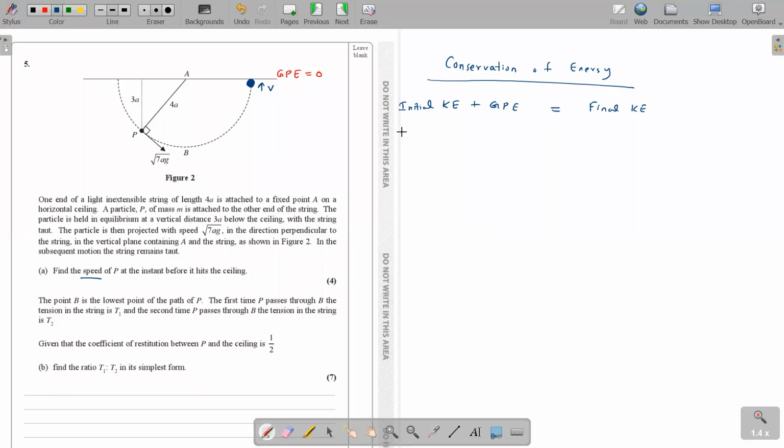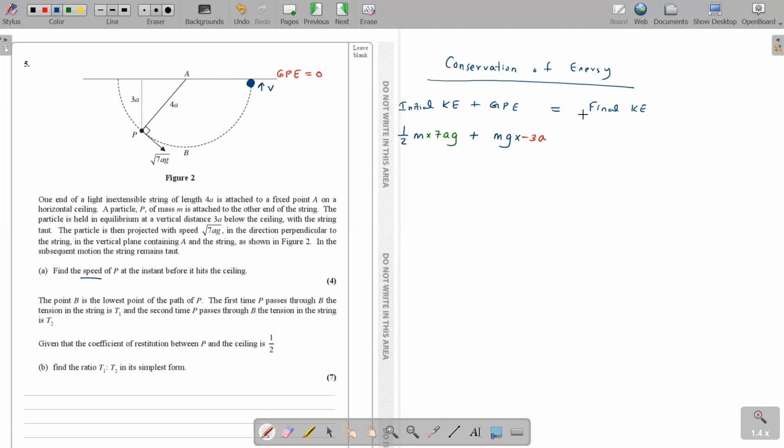Okay, so initial kinetic energy is half mv square. What's your v square? Initial speed is root 7 ag, right? So when you square it, it will be just 7 ag. Plus GP is mgh. M into g into what is h? Not 3a. Yeah, you should take minus 3a. The reason being our object is below the GP level. It entirely depends on where you mark your GP level. Just do the whole sum with respect to that point. That's all.